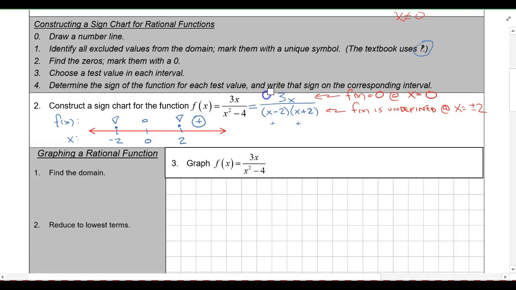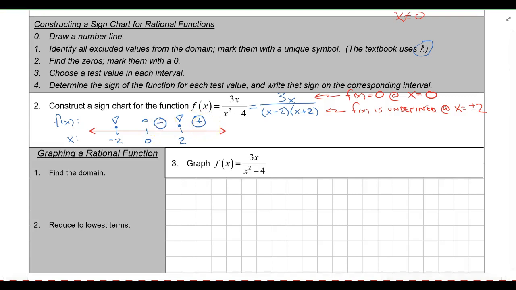Okay. So now let's pick another test point and try it out. We'll pick a point between 0 and 2. Like 1 seems to be a logical point to pick there. 3 times 1 is positive. 1 minus 2 is negative. 1 plus 2 is positive. So if I take a negative times a positive, that's negative. A positive divided by a negative is negative. So my sign chart is going to be negative in that region. And remember, a sign chart really is just the graph of a function without a y-axis. So I'm telling you that y-coordinates here are positive, y-coordinates here are negative.